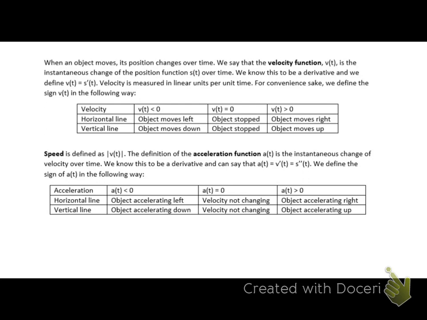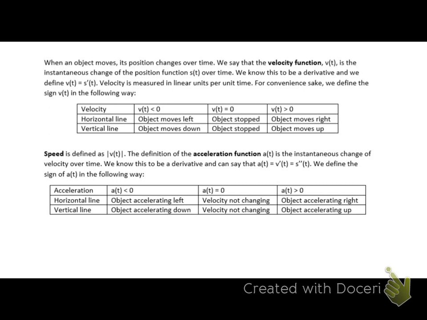And the same thing happens when you're moving up and down, right? Positive is up, negative is down. We also need to know that the speed is the absolute value of velocity. So that's important. If it ever asks you about speed, you take the absolute value.